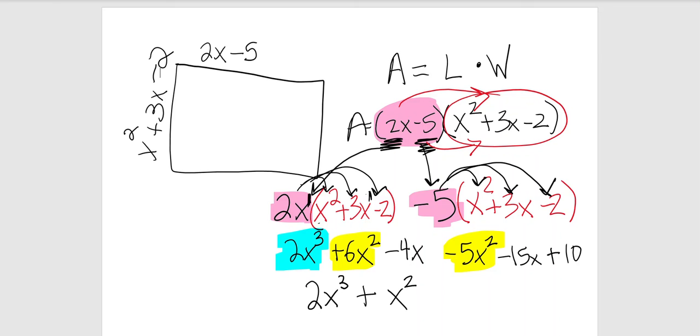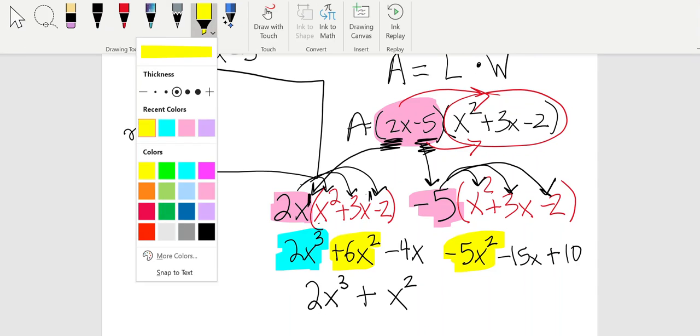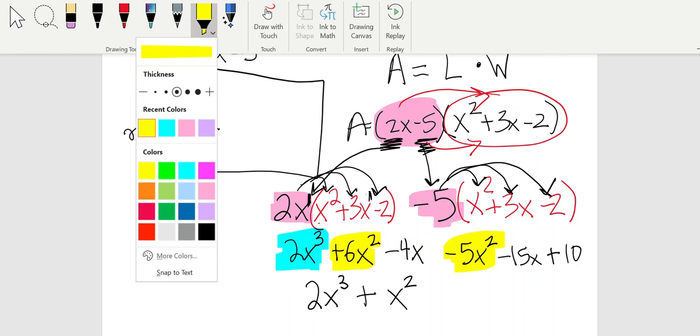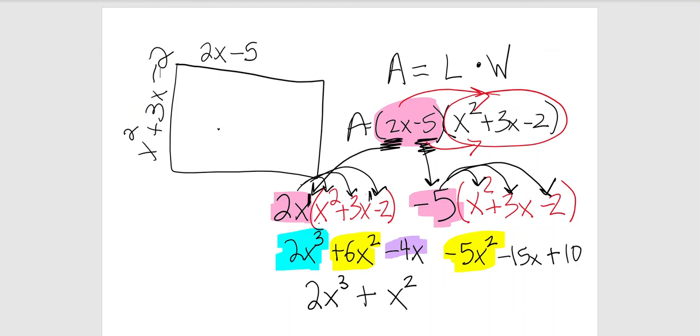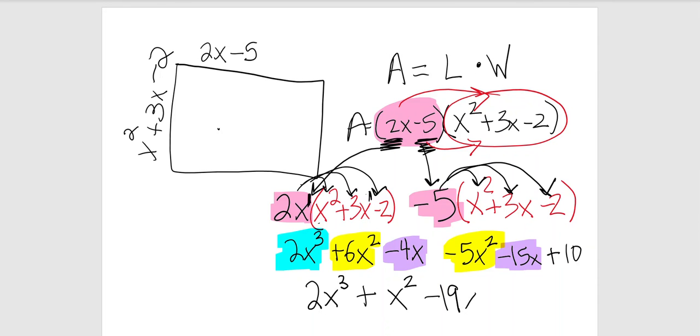And then I move on and I combine the x term. So if we look, we have negative 4x combined with negative 15x. And when we have the same sign, negative 4 and negative 15, we add and keep. So that would be negative 19x. And then bring down my constant, plus 10. I don't have any other constants.